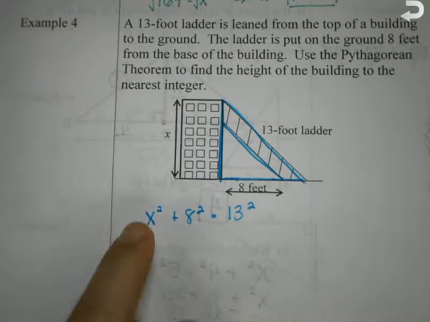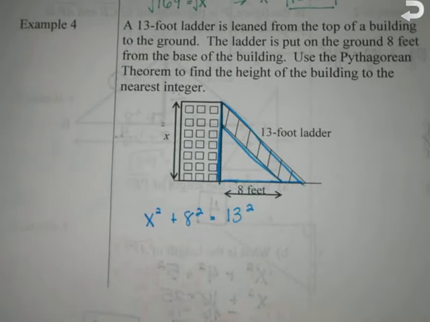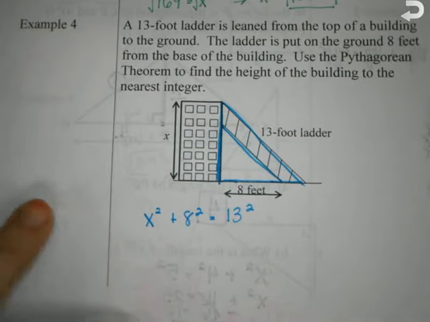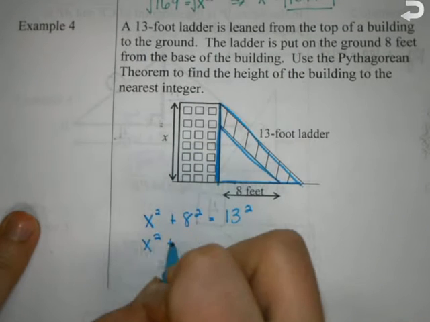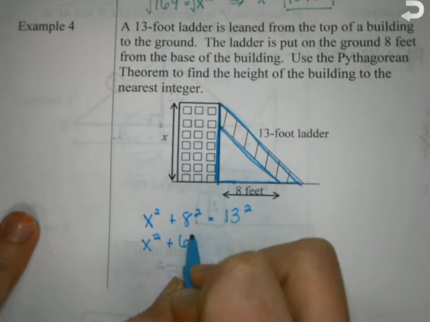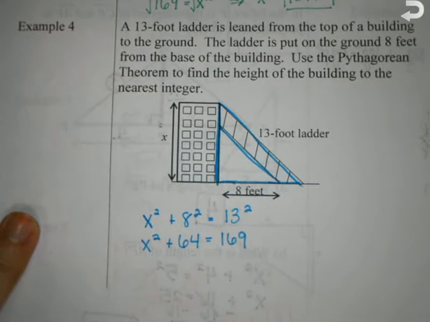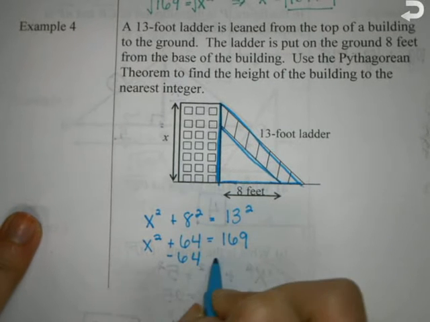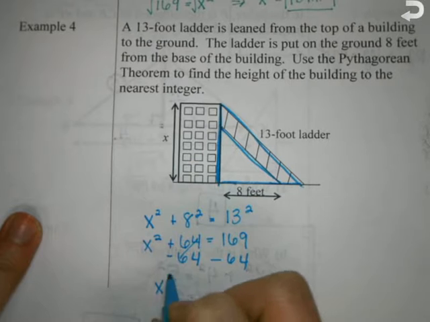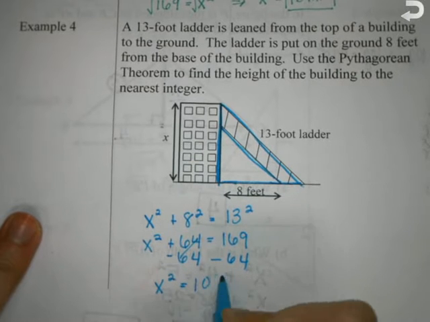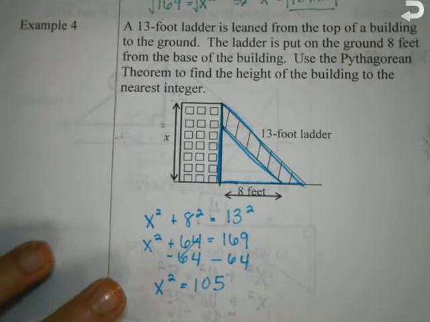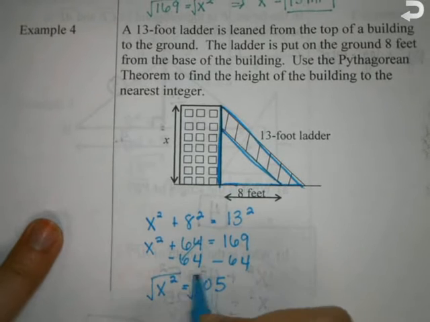Okay, so what is the next step? Trustin. Do the squares. So that's x squared plus, what's 8 squared? 64 equals 169. Now what? Subtract. So x squared equals 105. And then what? Take the square root. Square root of x squared, everybody. X equals square root of 105.